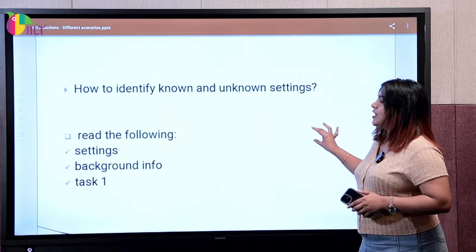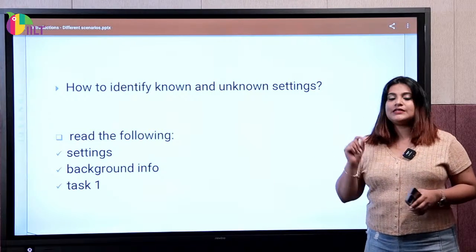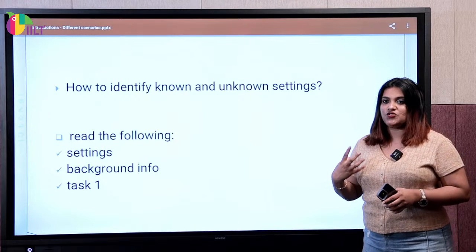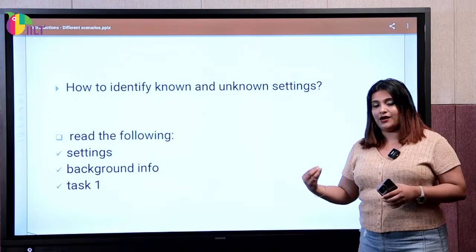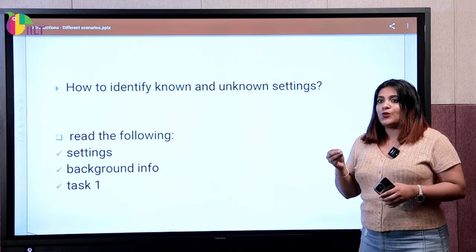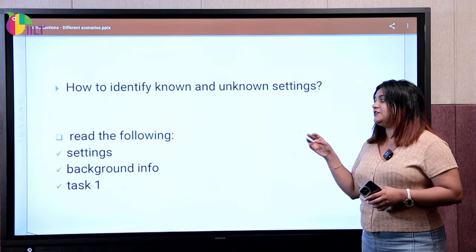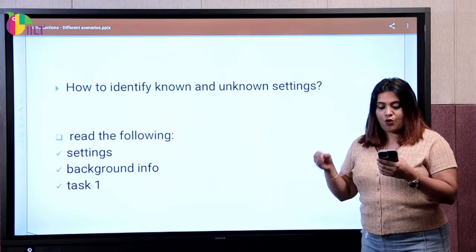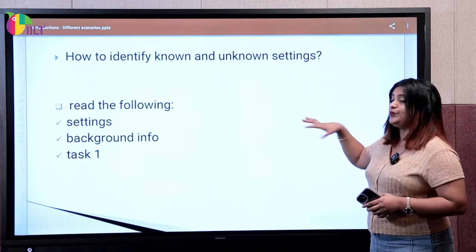So let's see how you can identify known and unknown settings. This is also tricky because when I personally take classes, I have come across a lot of situations where students really do not understand the context, and then they have a wrong start and struggle to move on to the next tasks. So this is a very easy tip that you can keep in mind to identify whether you're dealing with a known or an unknown setting. Okay, so let's see how we are going to explain that.